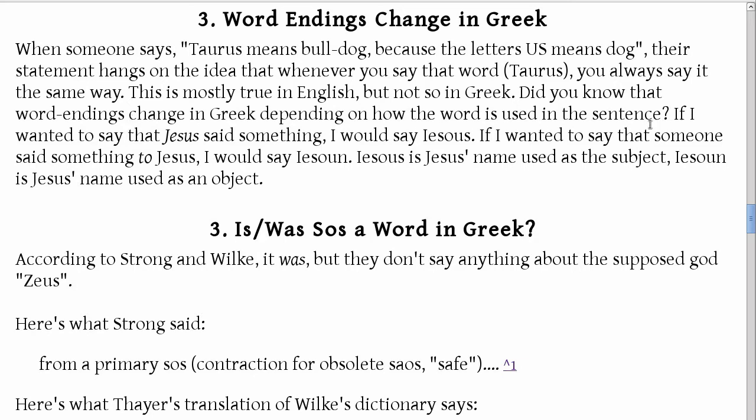If I wanted to say that Jesus said something, I would say Iesus. Again, a Greek word transliterated into English characters or letters. Iesus is a subject. If I wanted to say that someone said something to Jesus, I would say Iesun. Iesus is Jesus' name used as the subject, in Greek, obviously. Iesun is Jesus' name used as an object. Notice the difference. Iesus ends in an S. Iesun ends in an N.